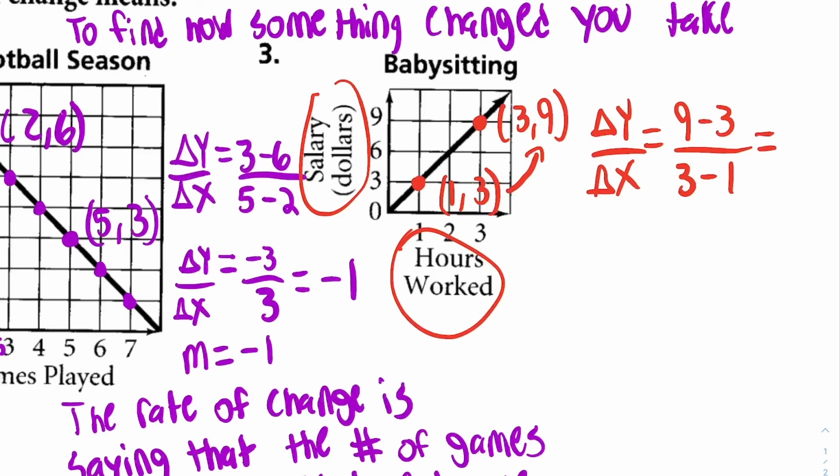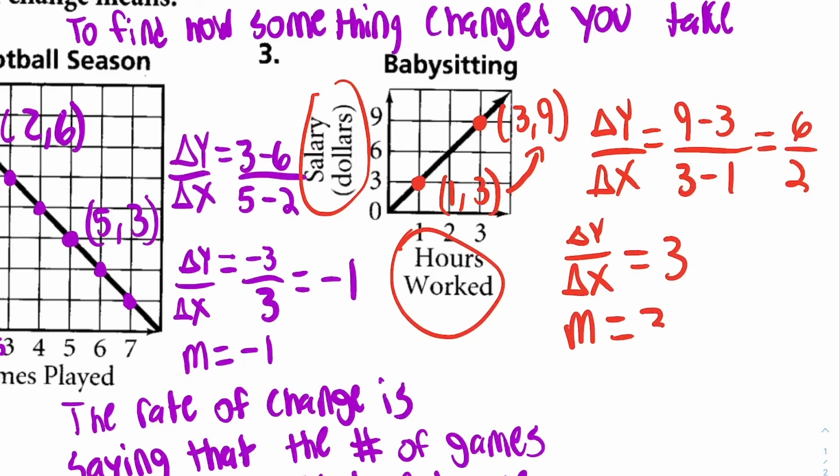Now we're going to simplify that. 9 minus 3 makes 6, and 3 minus 1 makes 2. So the change in the y divided by the change in the x was 6 up for every 2 it went to the right. And when we reduce that fraction, we get 3. So that means m equals $3.